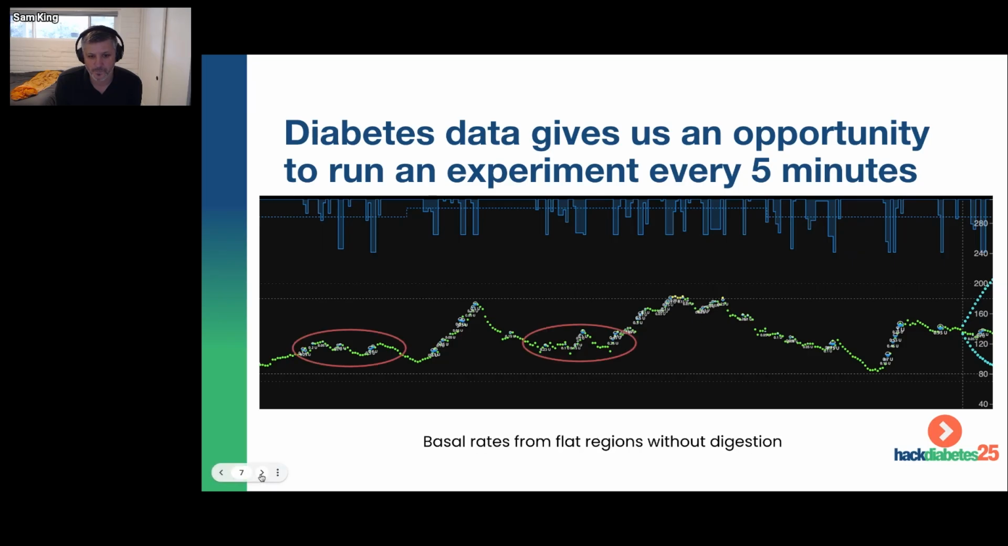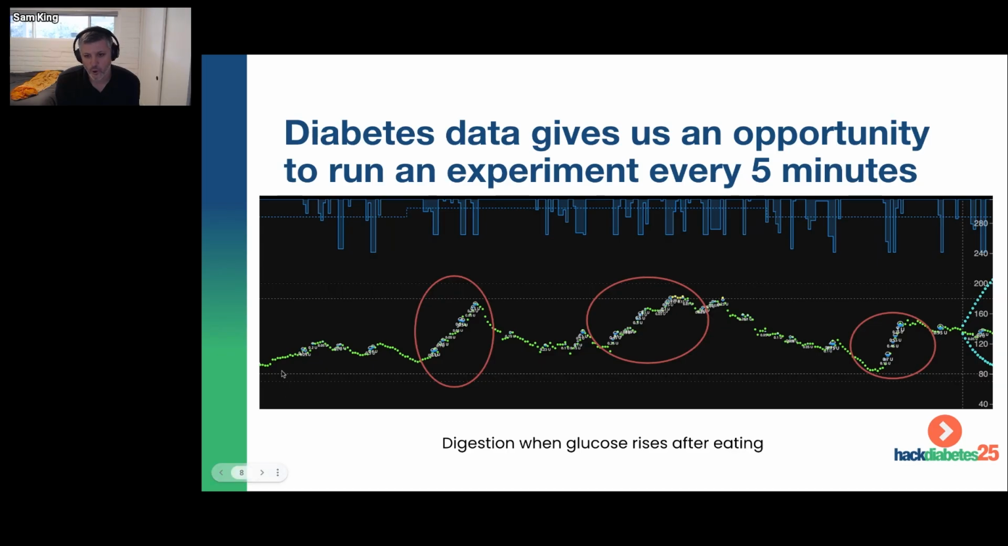Next slide. So for example, if you look at the data that I have shown here and you see the two regions that I have circled, there's no digestion going on and the glucose levels are relatively flat. You can calculate basal rates based off of this. Next slide, please. Or maybe you see a rise in glucose levels and very likely this is coming from a meal. And so you can calculate how many carbs are likely to be in the meal, how long it is likely to last, and so on. Next slide.